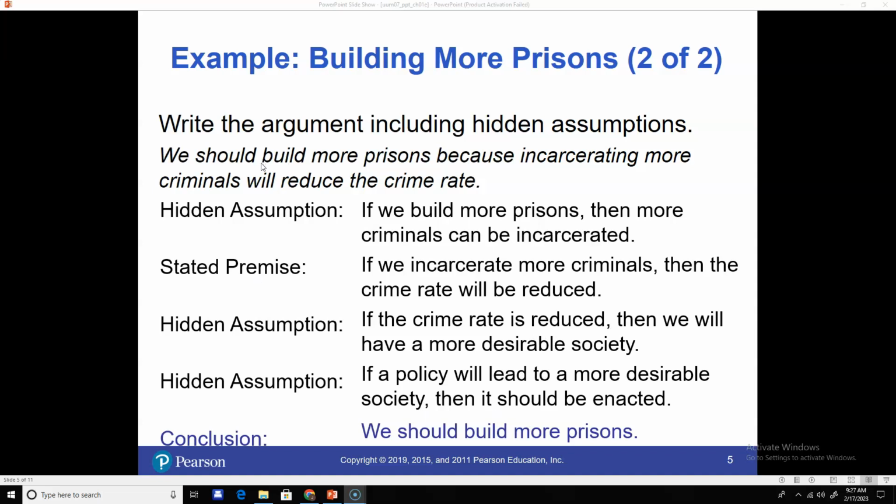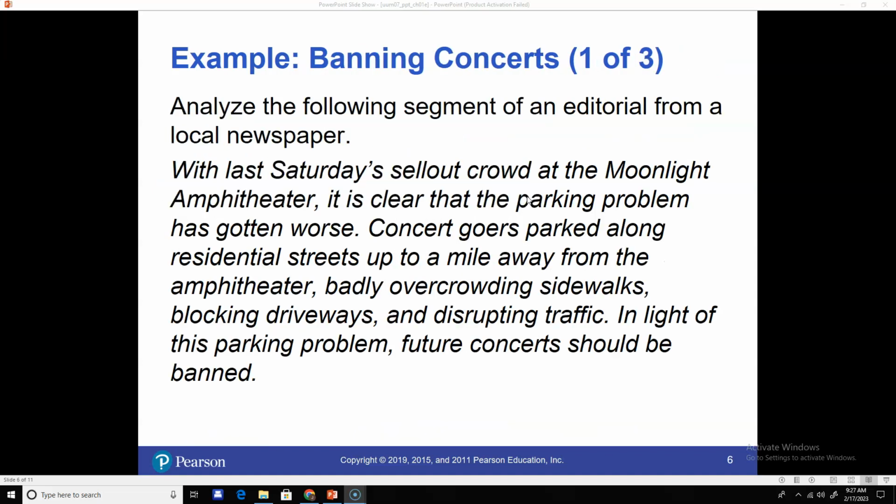And again, in its first writing, they kind of have it backwards, right, in terms of the conclusion and the premise as an if-then statement. Okay, in this example, analyze the following segment. All right, again, so we can read through it quickly.